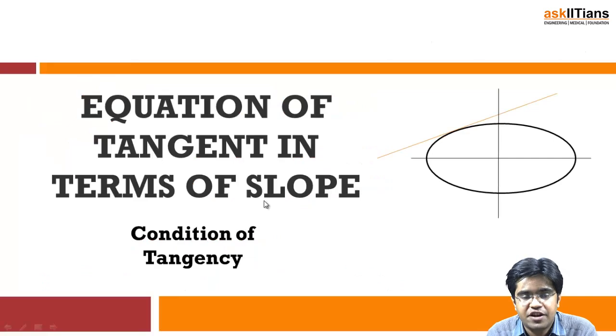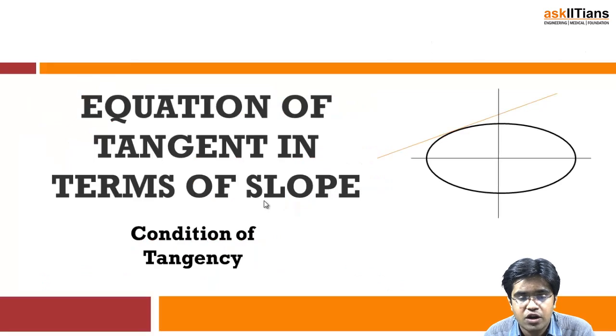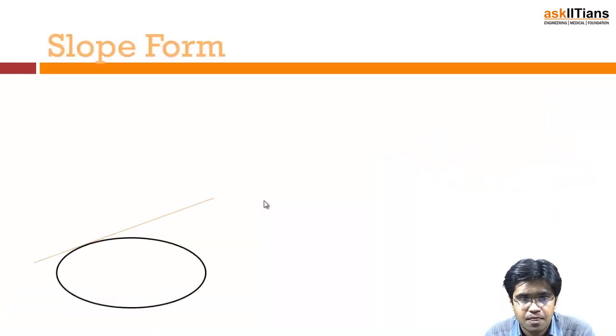Now we will move to the very famous thing, that is the equation of tangent in terms of slope or condition of tangency. Remember that whatever previous thing we have done, it is the point form. Equation of tangent from any point which is on the ellipse. So don't get confused about what is the point form and what is the slope form. Now we are going to derive the equation of tangent in terms of its slope, that is m. We are going to keep m here. This is also called the condition of tangency.